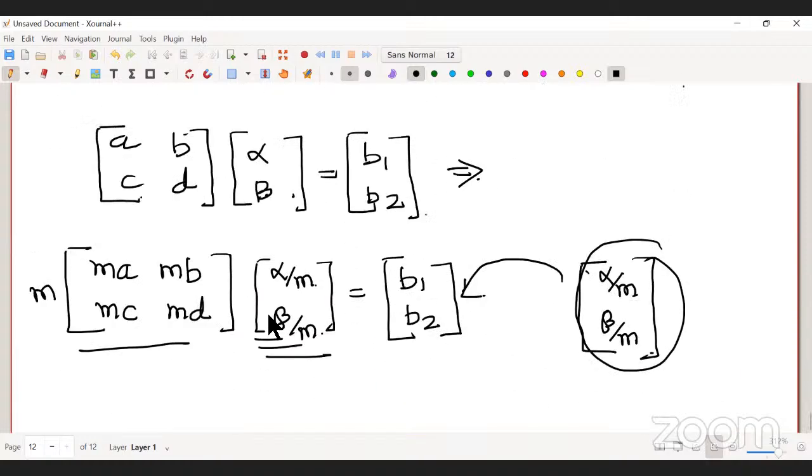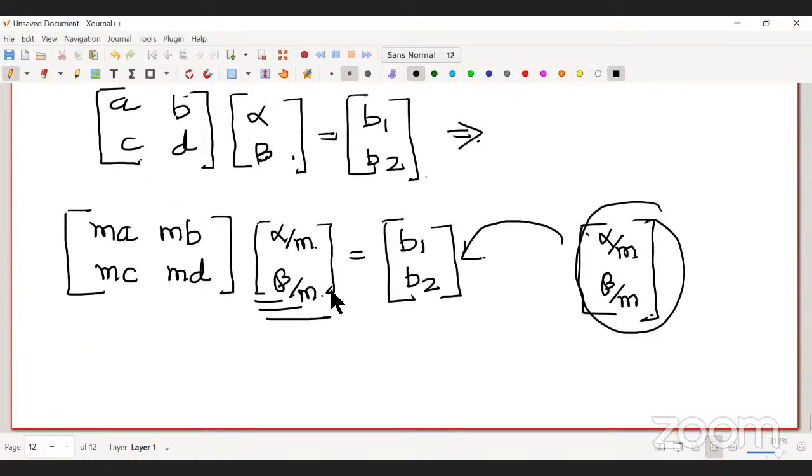So let me multiply these two things. If I multiply this one, what will I get? Tell me what I will get. MA into alpha by M plus MB into beta by M. So that is basically A alpha plus B beta, right?